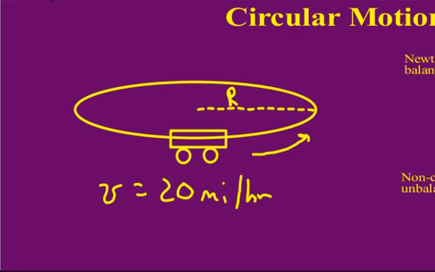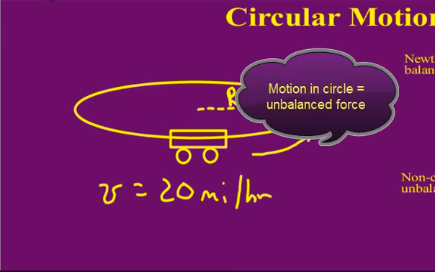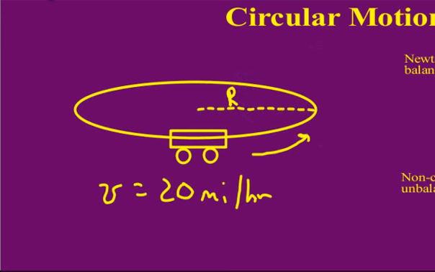However, you'll see that it's moving in a circle, which is not a straight line, and therefore, even though the speed is constant, we can conclude that there's an unbalanced force acting on it. In other words, objects don't naturally move in circles. They naturally move in a straight line. So because this object's moving in a circle, we can deduce that there's an unbalanced force acting on it.